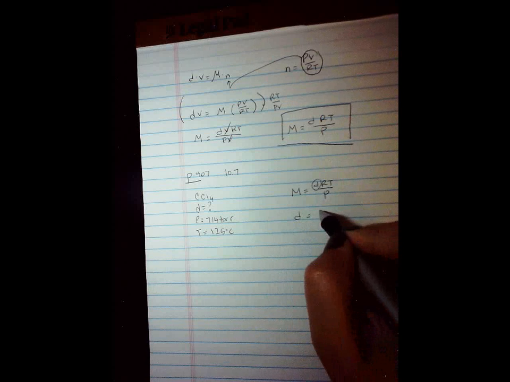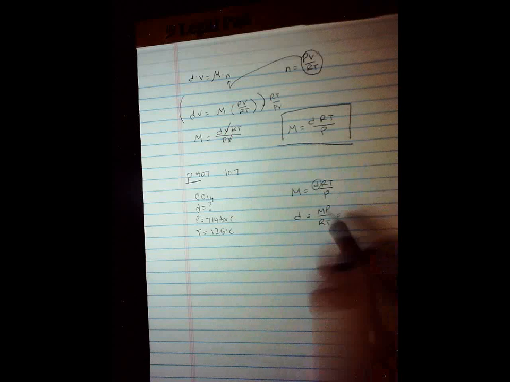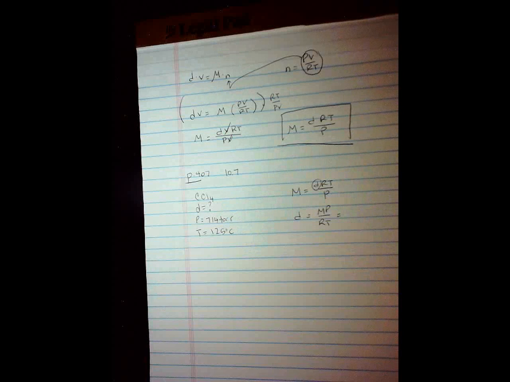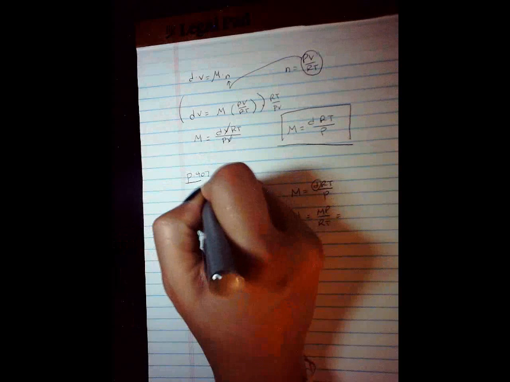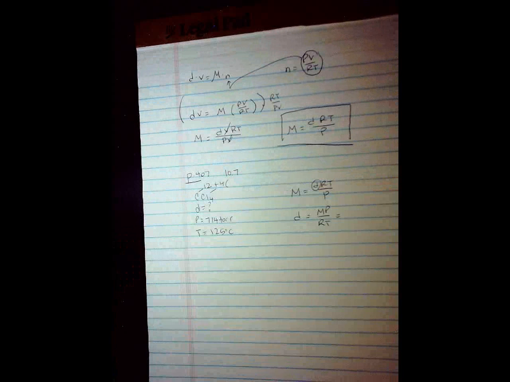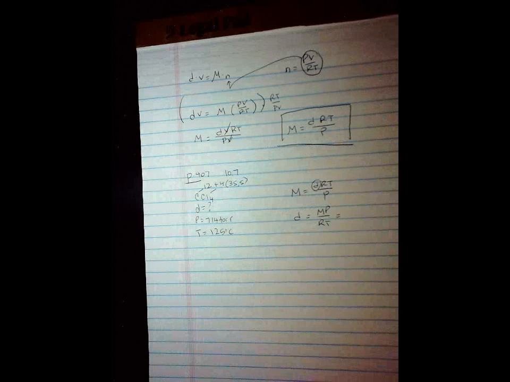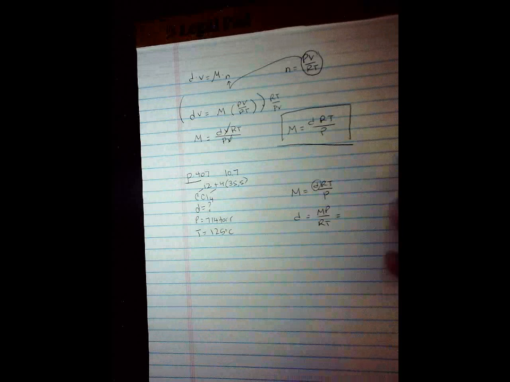D is equal to MP over RT. All right. Do I know the molar mass of carbon tetrachloride, or can I easily calculate it? Can I calculate it? I know the formula. What do I look at? You take the formula weight off the periodic table, right? So the formula weight off the periodic table is 12 plus 4 times the mass of chlorine, which happens to be 35.5. If you sum that up, the molar mass is 154 grams per mole.